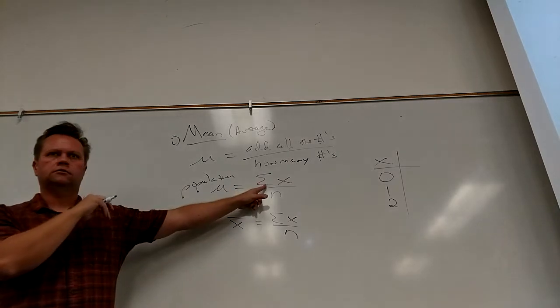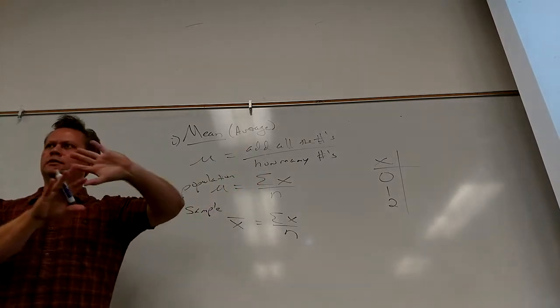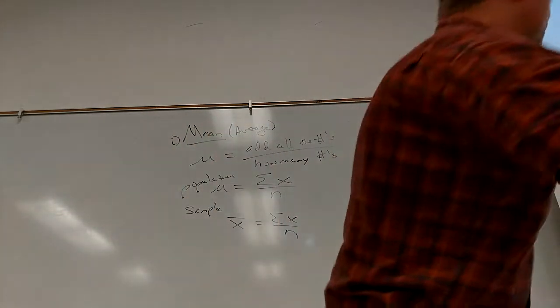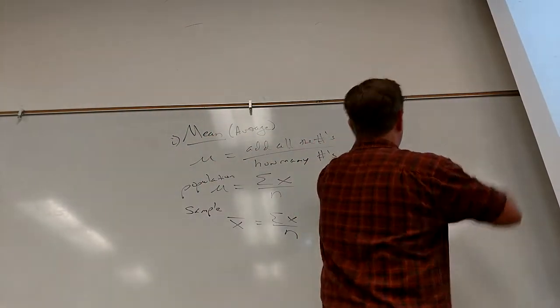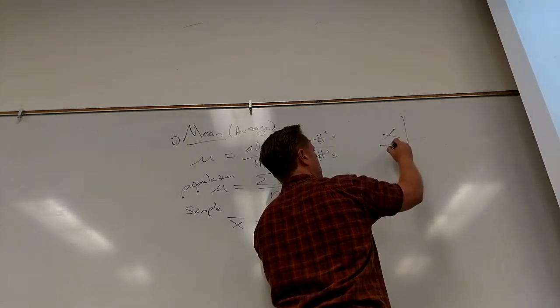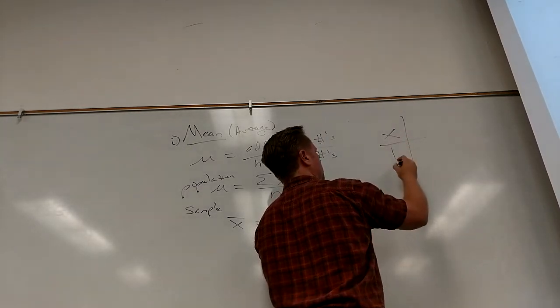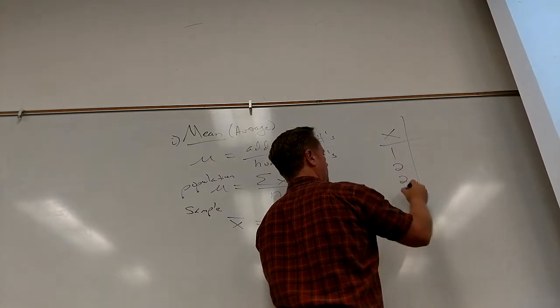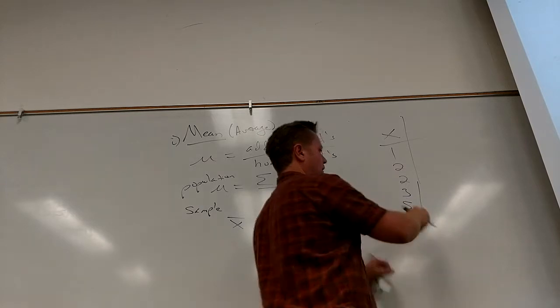This symbol here. Let's work with this symbol for a minute, because we're going to use it in a lot of different formulas, a lot of different ways. Let's say my data looks like this. I ask people how many kids they have, and somebody says 1, 2, 3, 5. Okay, that's plenty enough kids.